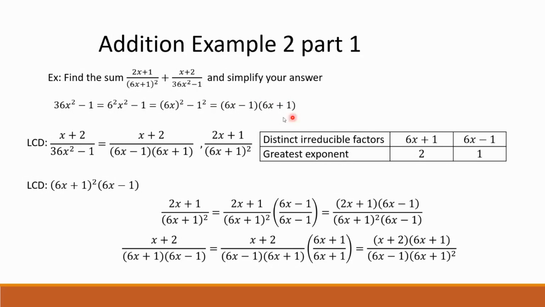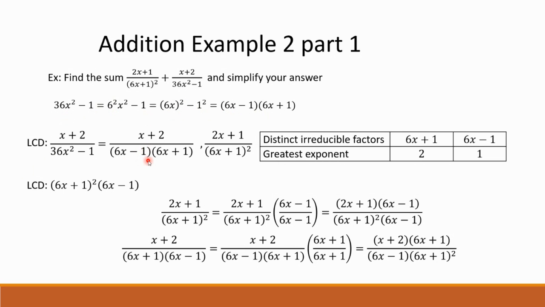Like you can see, we have a difference of two squares here. We have 36 times x squared, which is 6 squared times x squared, minus 1, but 1 is 1 squared. We have 6x squared. So this is a difference of two squares. So we get this. So this is factored here, as you can see.